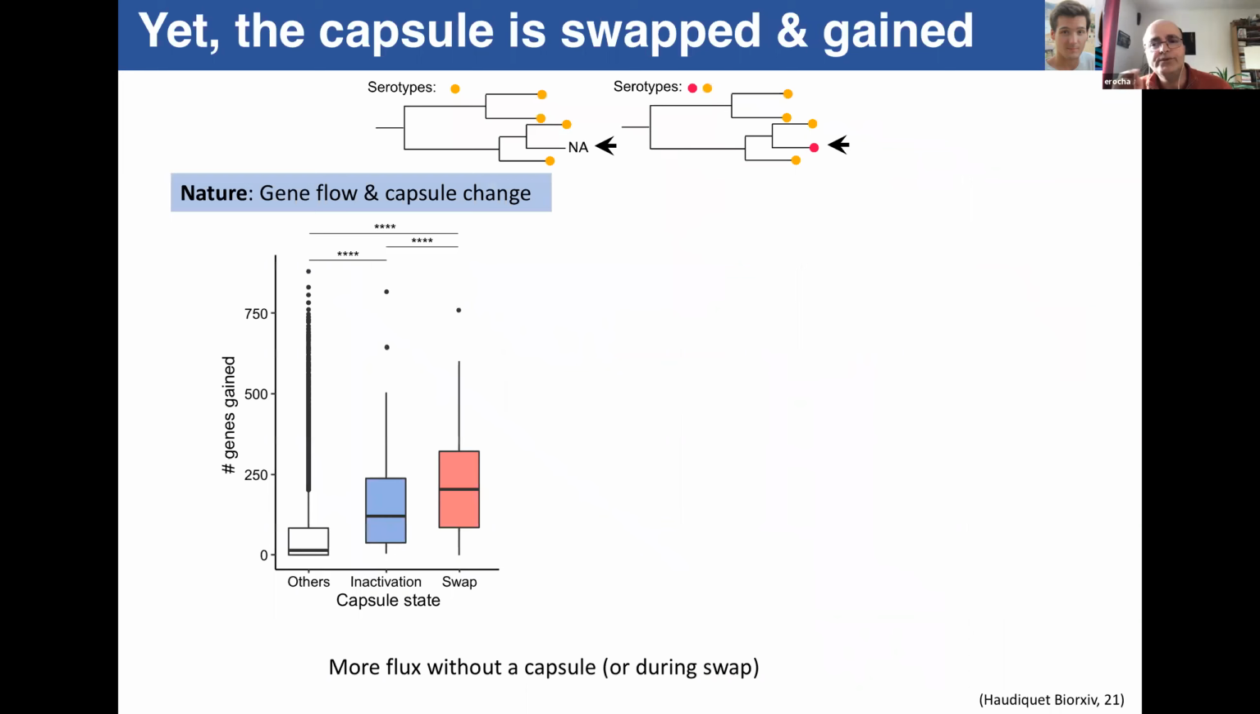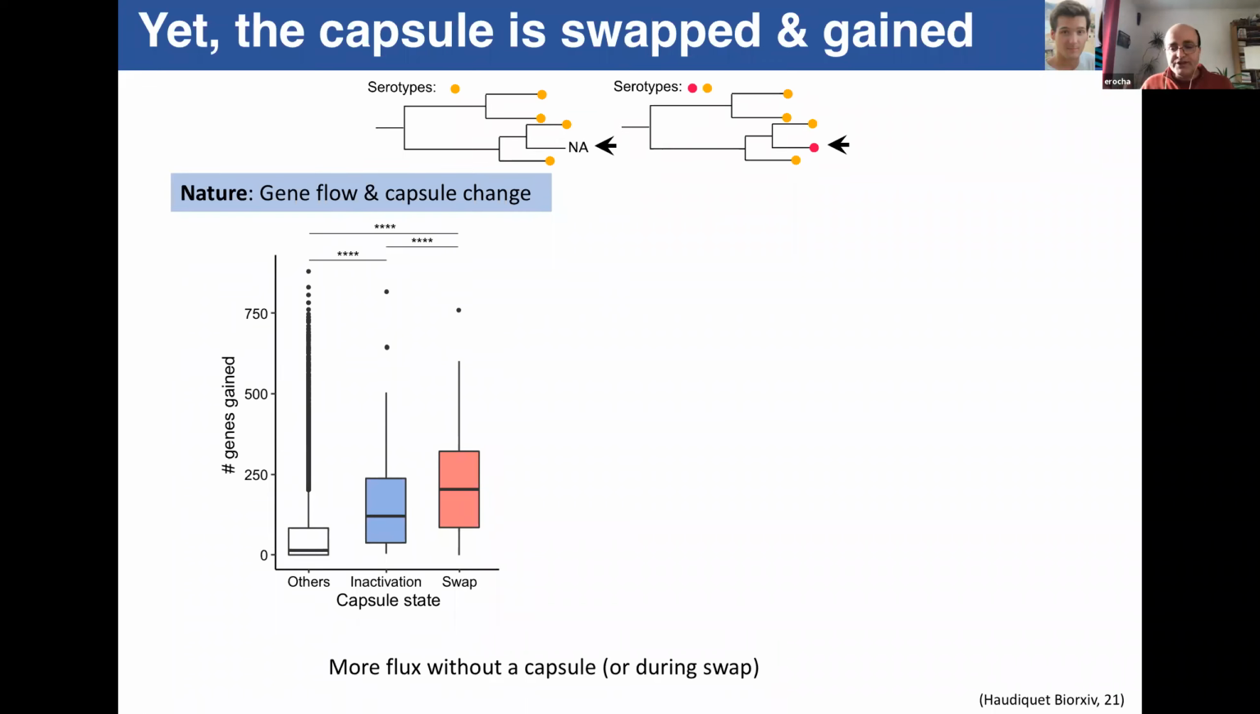So we focused on two major events. Once again, we're still looking at terminal branches. One of the events is the loss of the capsule. So you have a small tree like this, everyone has the same serotype, and then you have one terminal branch where the capsule was lost. And then you have another scenario where the capsule was not just lost, it was also regained, and that is what we call a capsule swap.